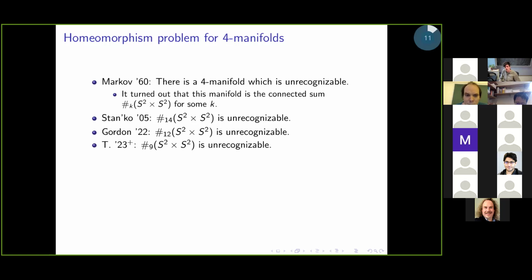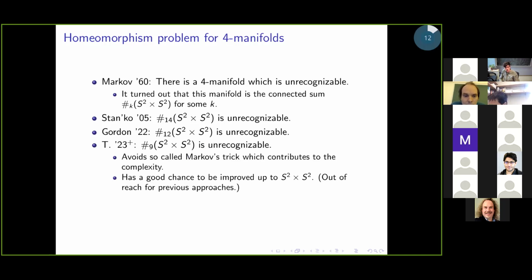I am going to talk about a further improvement up to 9 copies, but of course the main point is not really the concrete number, but the change in the method, like what changes when compared with the previous method. If I say some keywords, then the approach that I propose avoids the so-called Markov trick, which actually contributes to the complexity of this number that you can see here.